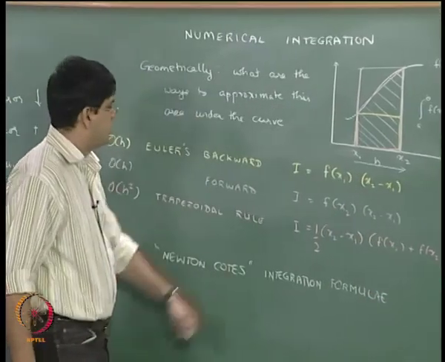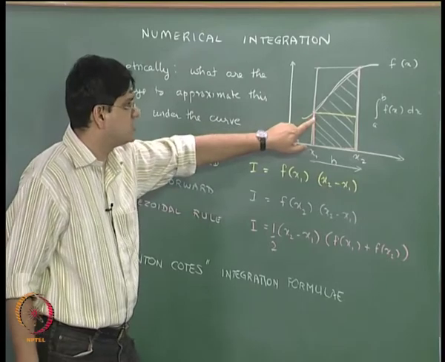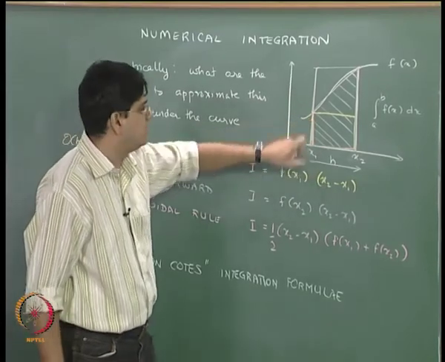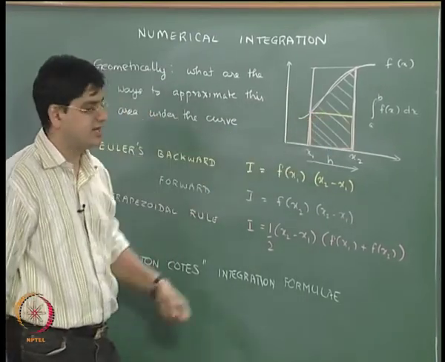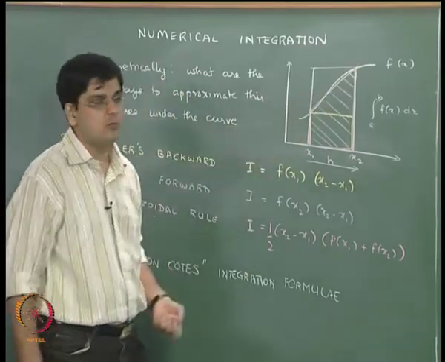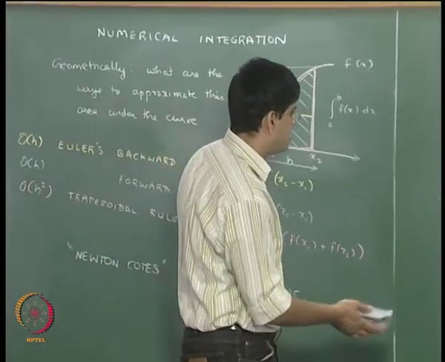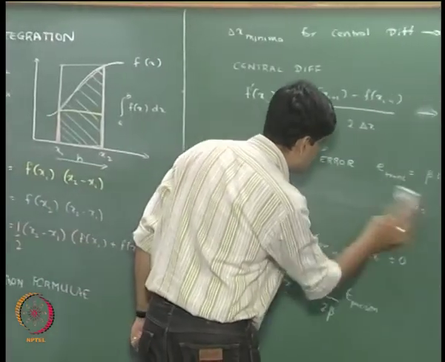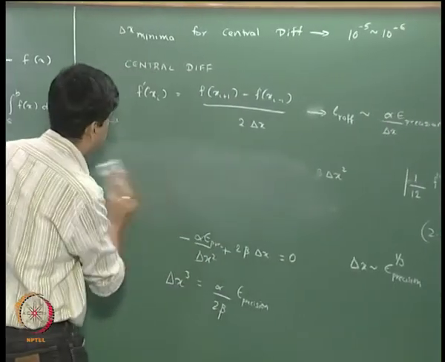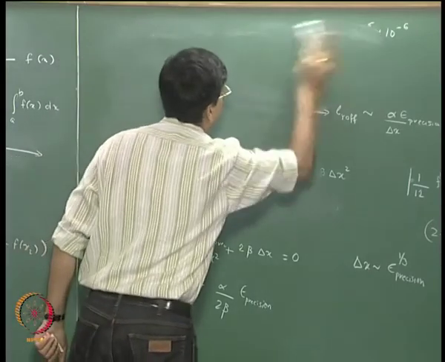Okay. In the forward and backward Euler's method, we use the function value only at one point and create a rectangle. In case of trapezoidal rule, we use the function value at 2 points and create a trapezoid. We have higher order Newton-Cotes formulae where we will use 3 points, 4 points and so on and so forth in order to create a more accurate method.